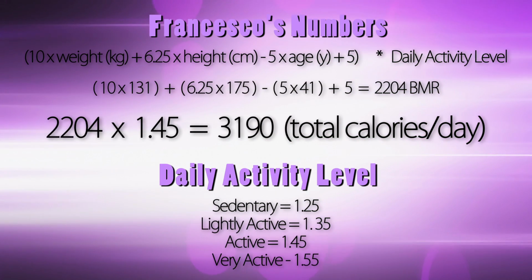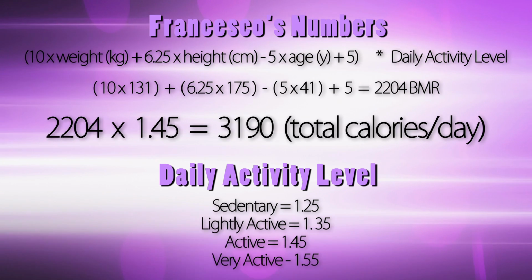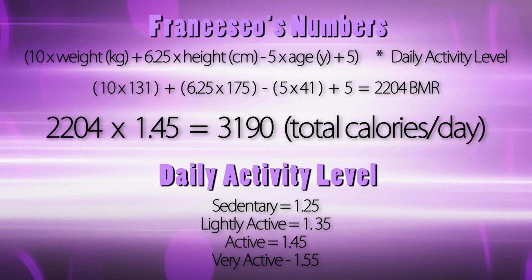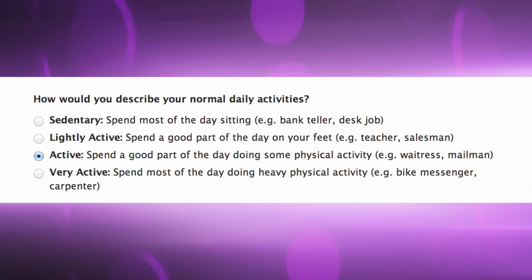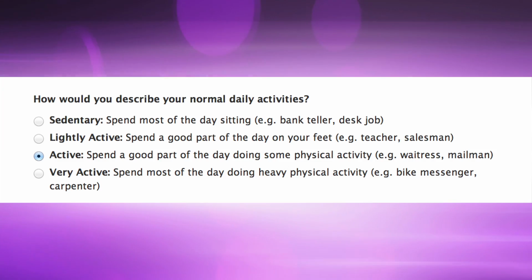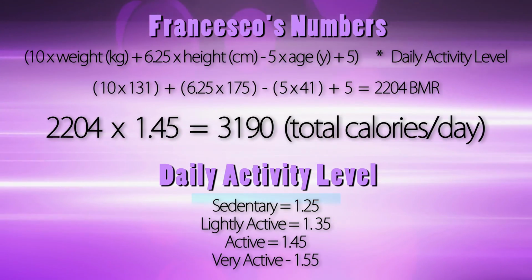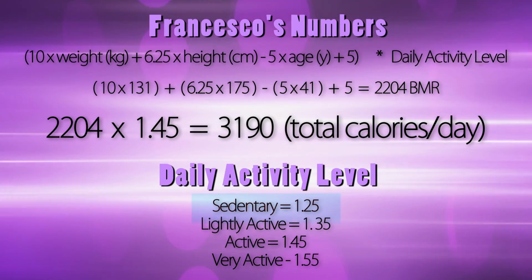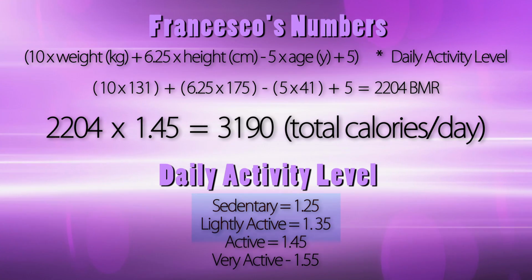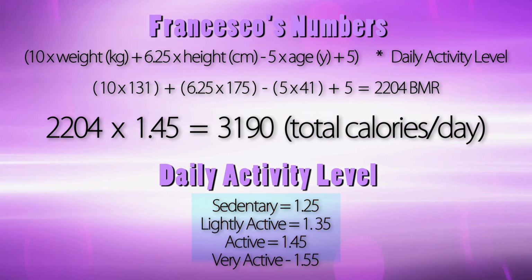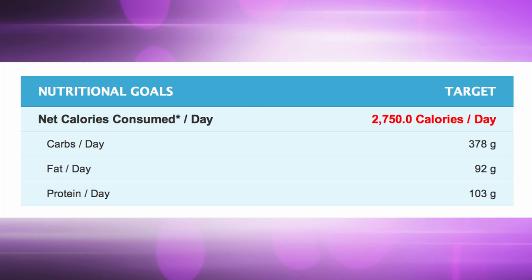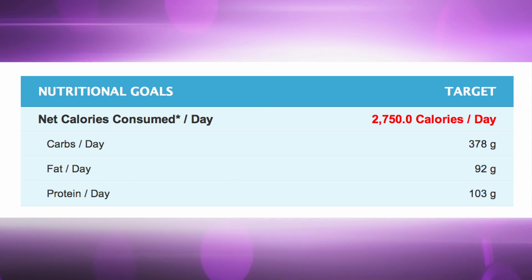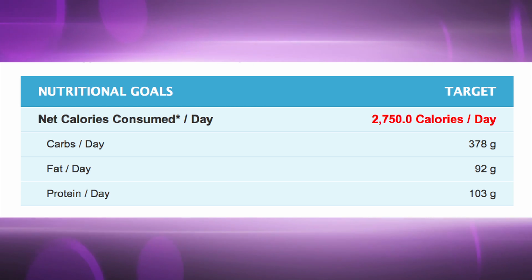I did the math and mine came out to 2204. But then, what MyFitnessPal shows you is your basal metabolic rate with the activity levels already multiplied in. The lowest you can go is sedentary, and that multiplies by 1.25. Lightly active multiplies by 1.35, active 1.45, and very active 1.55. That gives us our base calories before any weight loss is applied.